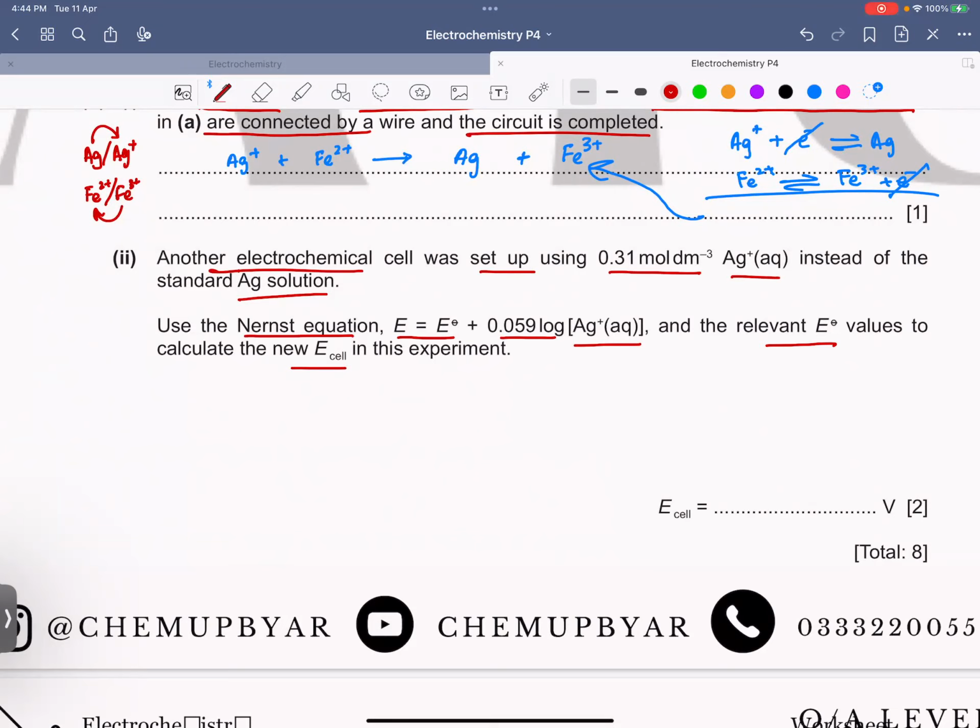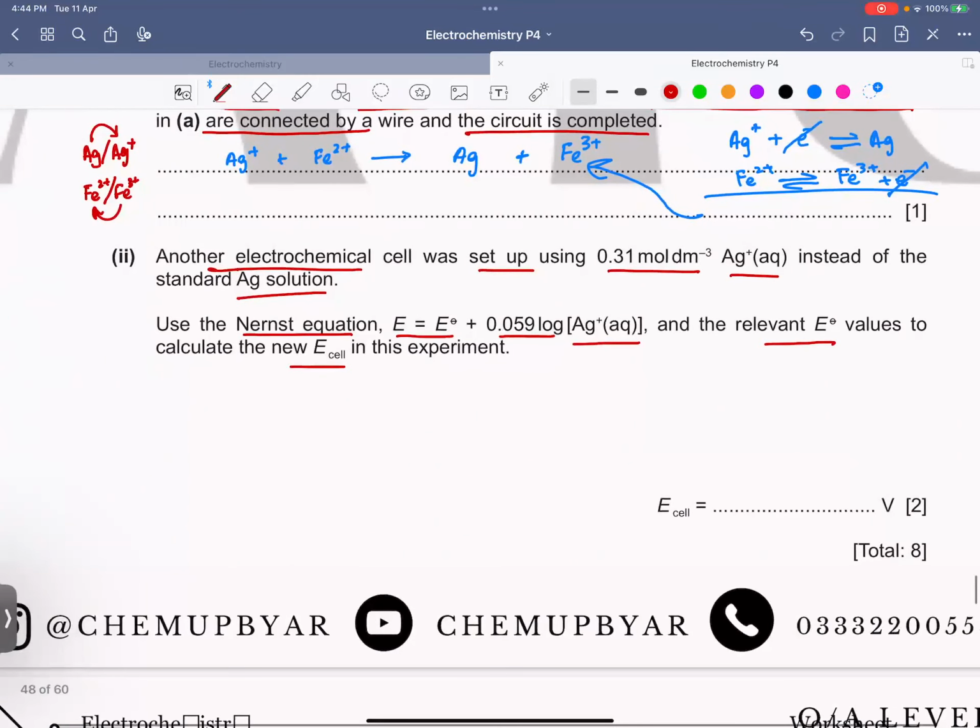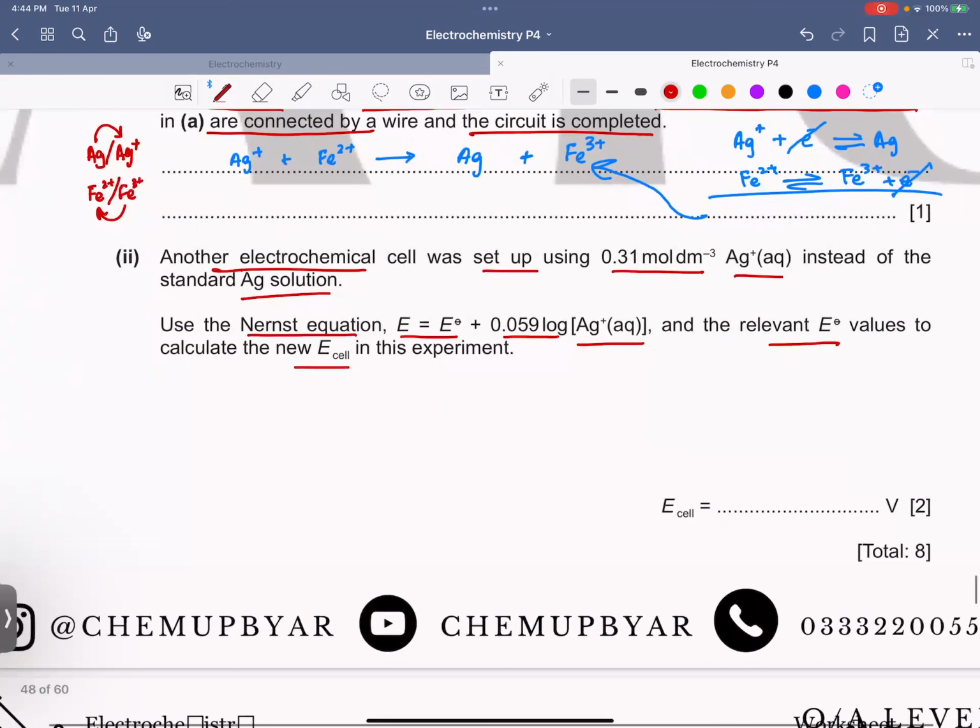So see, they have provided you the expression, and you have to use this expression to find out the E value of the silver half cell and then E cell. Okay, E cell is always measured when we subtract the E value of the one which oxidizes from the one which reduces. So first I will find the E, that means under non-standard conditions.